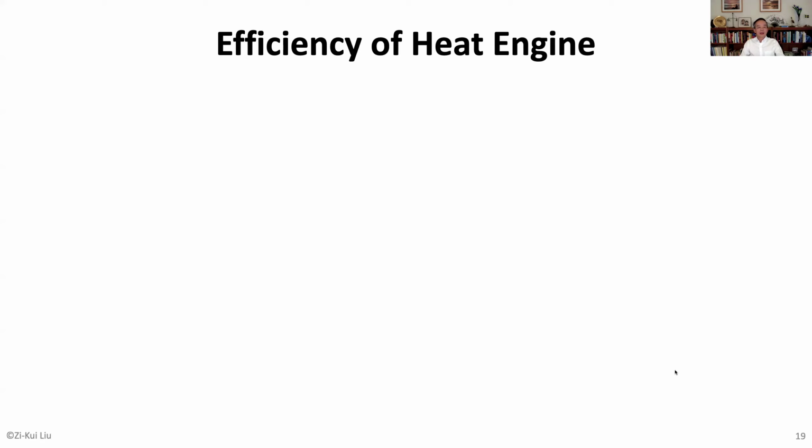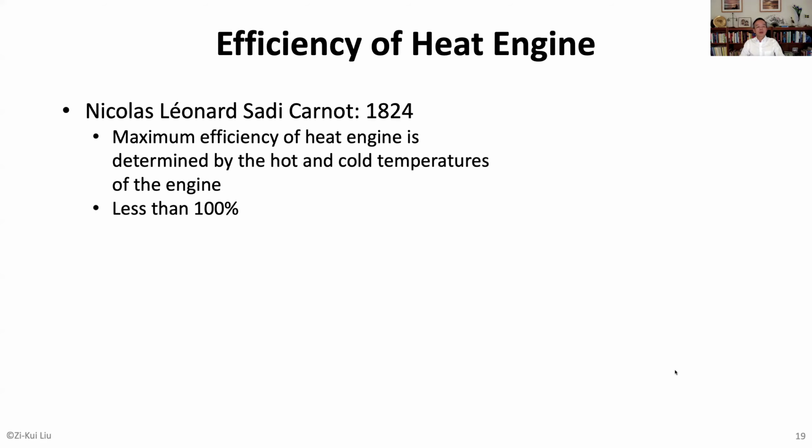The second law of thermodynamics was discovered through the investigation of the efficiency of a heat engine. There was a paper published in 1824 by Nicolas Léonard Sadi Carnot. He discovered that the maximum efficiency of a heat engine is determined by the hot and cold temperatures of the engine. It is less than 100%.